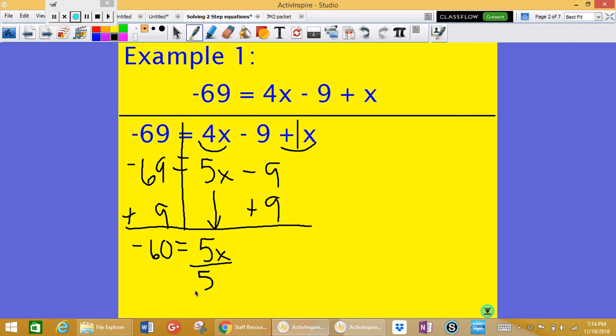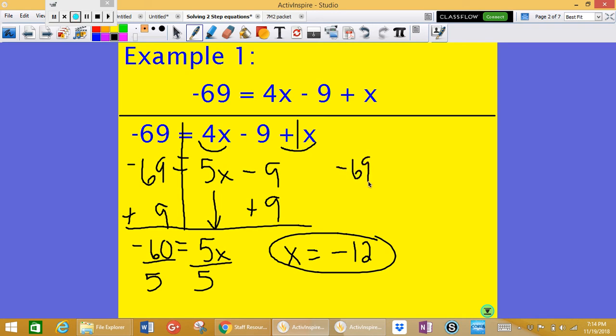Divide each side by 5. Wind up with x equals negative 12. Now how do I check to see if it's right? I rewrite the equation: 4x minus 9 plus x. And I need to plug in my negative 12.